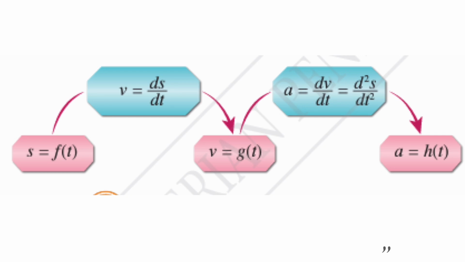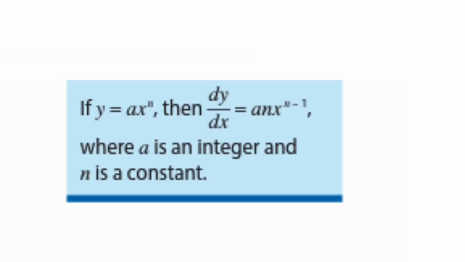Alright, or you can differentiate directly from the displacement to get the acceleration, but you need to differentiate 2 times, which is d²s/dt², or we call it the second derivative.